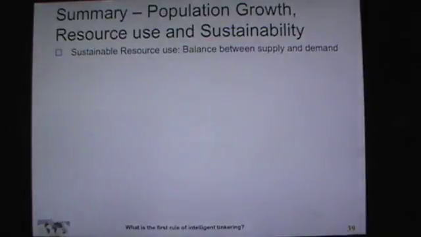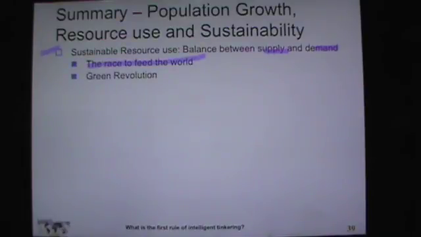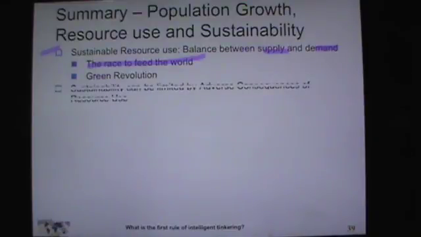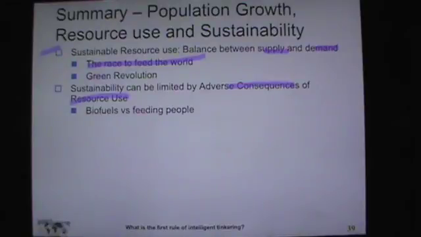So, we looked at sustainable resource use, the balance between supply and demand. The race to feed the world. How do we do that? Through the Green Revolution. Sustainability can be limited by the adverse consequences of resource use, using it up faster than it regenerates itself, so we have to supplement things. And the comparison of biofuels production versus feeding people. Where should our priorities be? We didn't talk much about that, but it's an interesting question. So, feedlots versus free range.